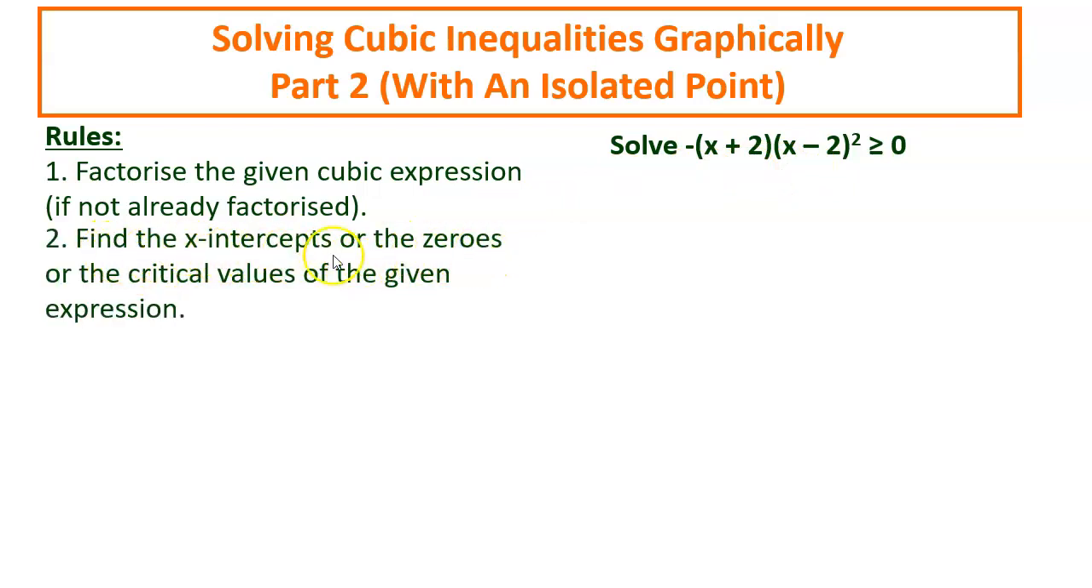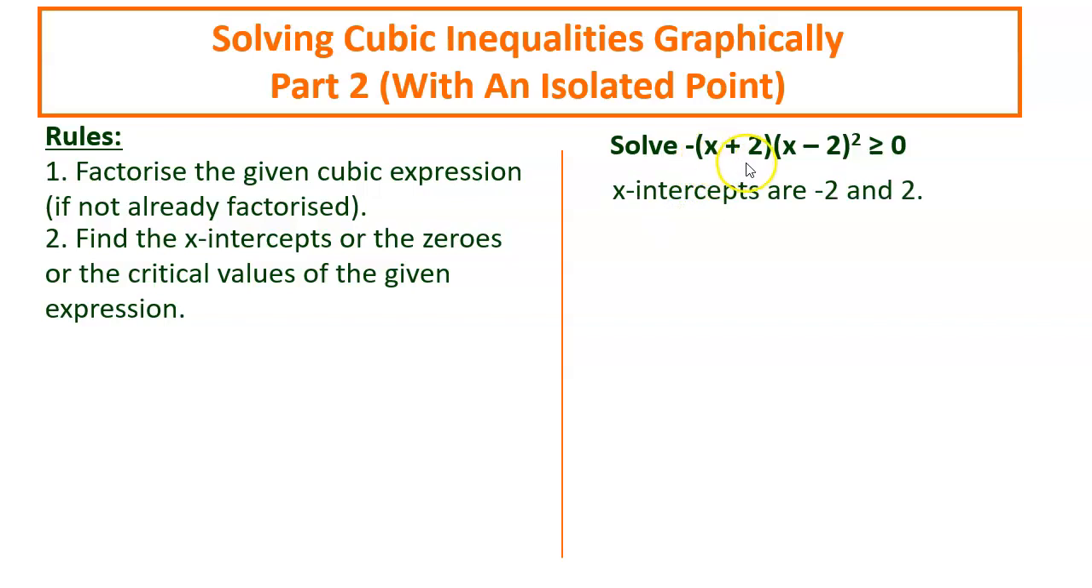We come to rule number 2. Find the x-intercepts or the zeros or the critical values of the given expression. So what are they? If you graph this cubic expression, the points where the graph will be crossing or meeting the x-axis, the x-coordinates of those points, obviously the y-coordinates will be equal to 0 because it is the x-axis, the x-coordinates of those points will give us the x-intercepts or the zeros or the critical values. Okay? And how do we get them without graphing the expression? We equate each of these factors to 0 and get the values of x.